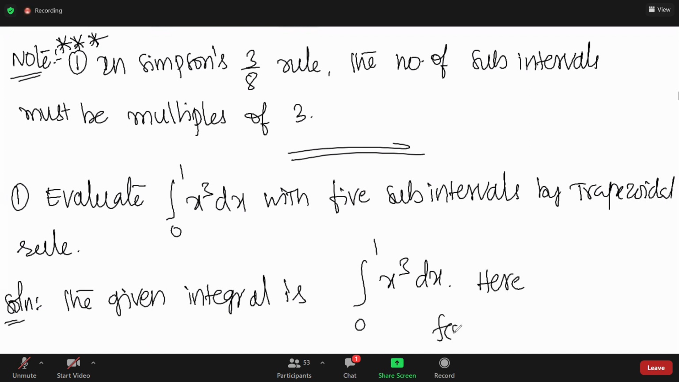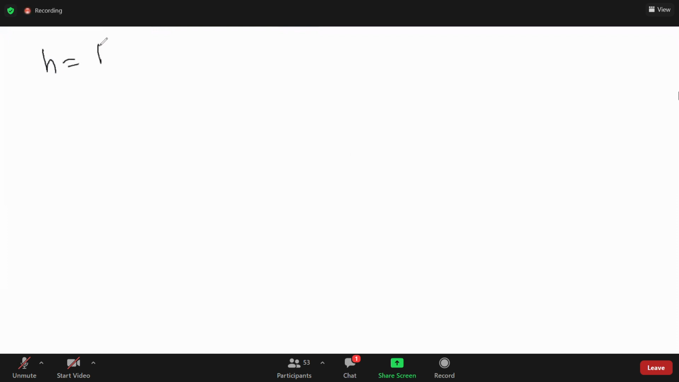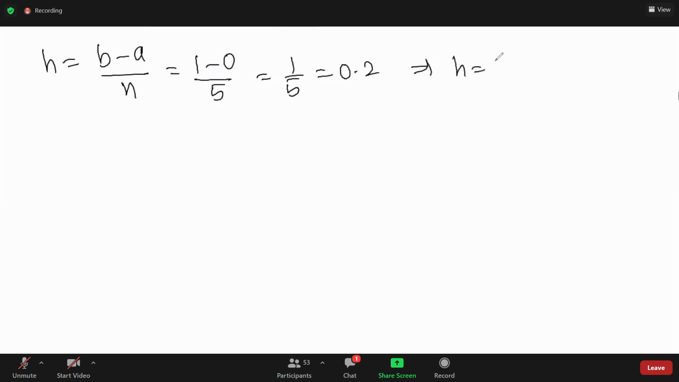Here f of x is equal to x cube. a is equal to 0, b is equal to 1. And how many subintervals? n is equal to 5 subintervals. So h is equal to b minus a by n, 1 minus 0 by 5, 1 by 5, that is 0.2. h is equal to 0.2.